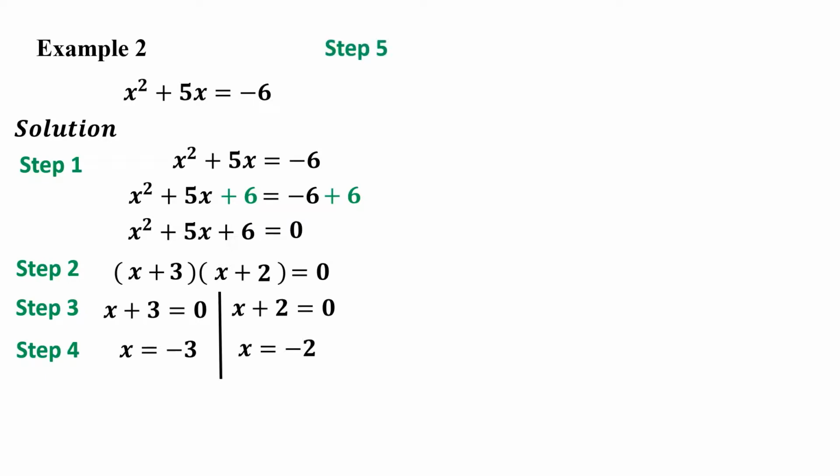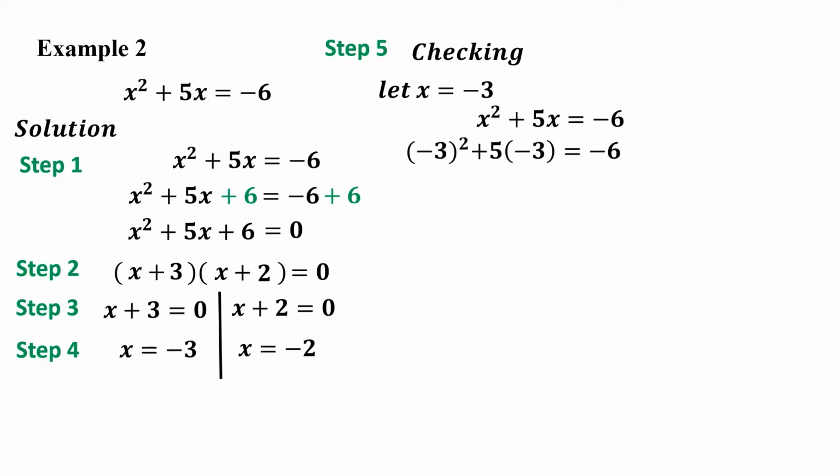Finally, we are now moving on to the last step, which is checking. We will check if the values of x are the solutions or roots of the given equation. Let us start. Let x equal negative 3. Use the given equation, which is x squared plus 5x is equal to negative 6. Next, substitute the value of x, which is negative 3. So, we have negative 3 squared. Negative 3 multiplied by negative 3 is equal to positive 9, plus 5 multiplied by negative 3, the product is negative 15, is equal to negative 6.